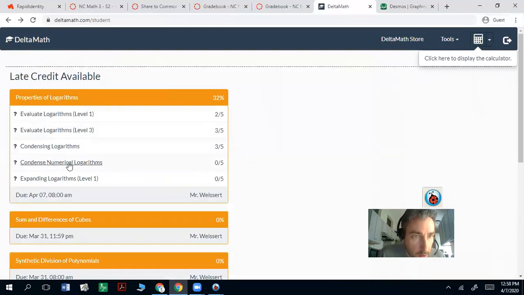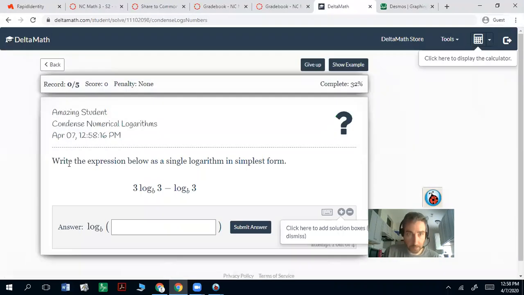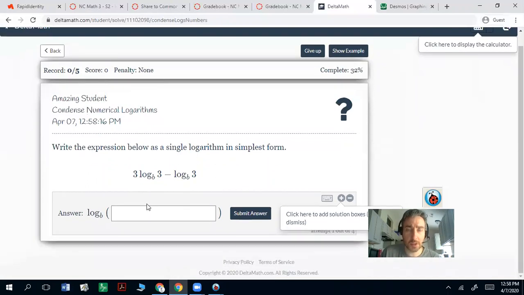All right, let's pick a new skill, condensing numerical logarithms. Okay, in this one, write the expression below as a single logarithm in its simplest form. So the goal here is not just to condense them, but to minimize the number of values you write. So I have 3 log base b of 3 minus log base b of 3. So the first thing is this is a minus, so it's going to be division.